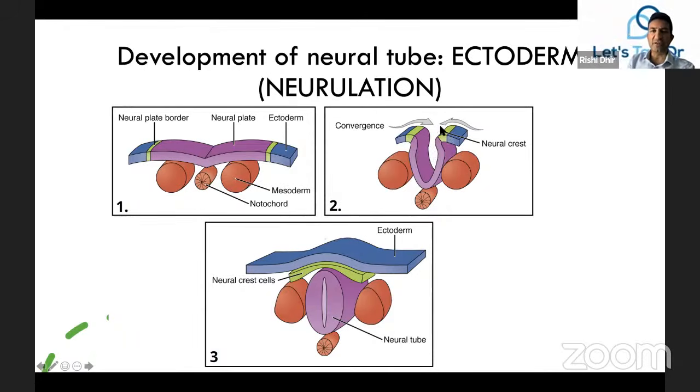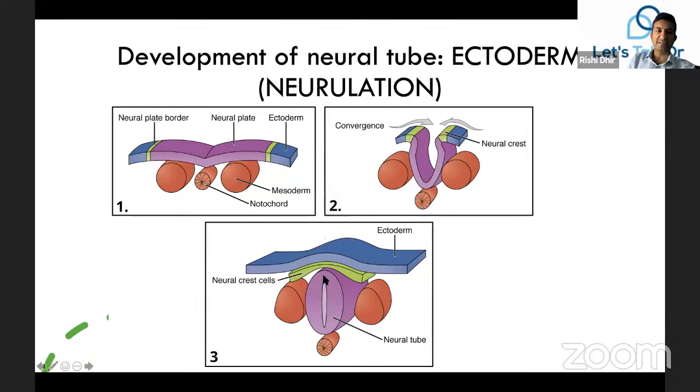Then at the end of week 4, the neural folds will fold over and fuse, and the neural plate will be converted into a neural tube. You can see that here. The folding over has occurred, it's been converted into a tube, and the fusion of the tube will start in the middle, and then advance up and down, cranially and caudally. That tube will form the central nervous system, brain and spinal cord.